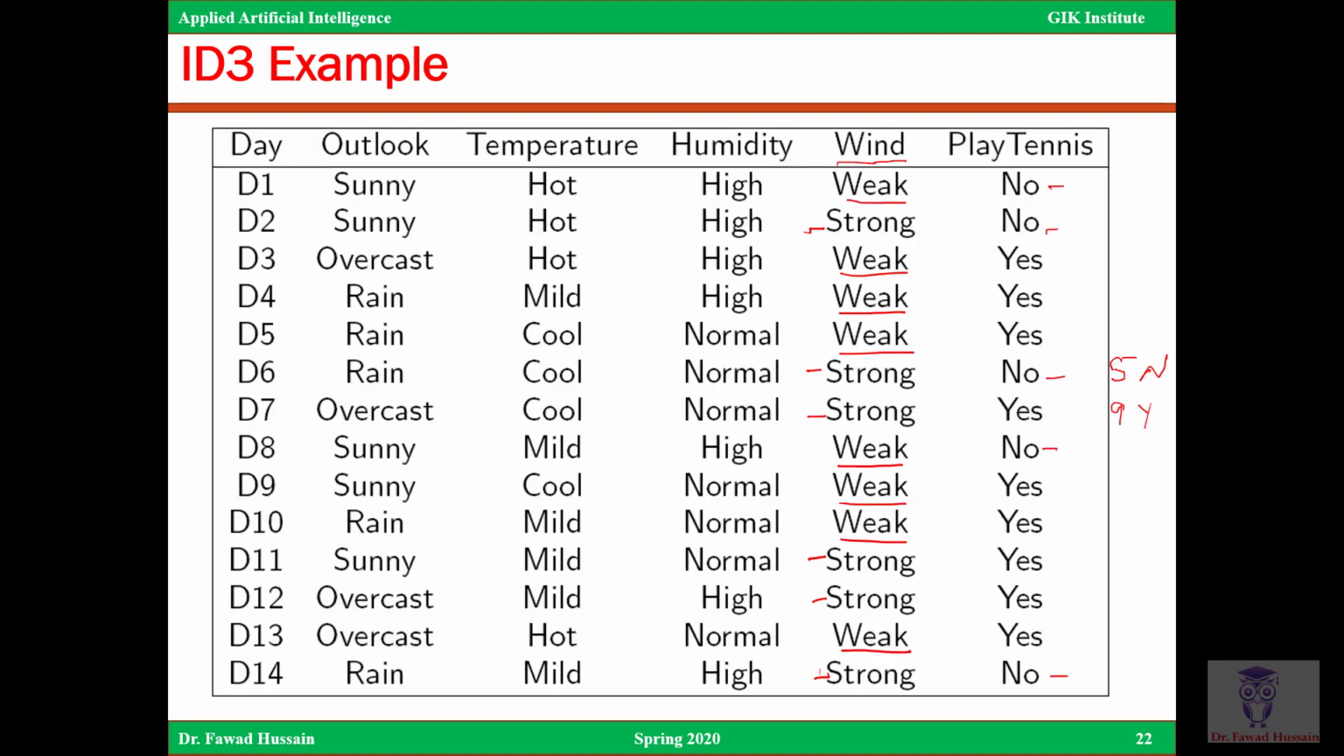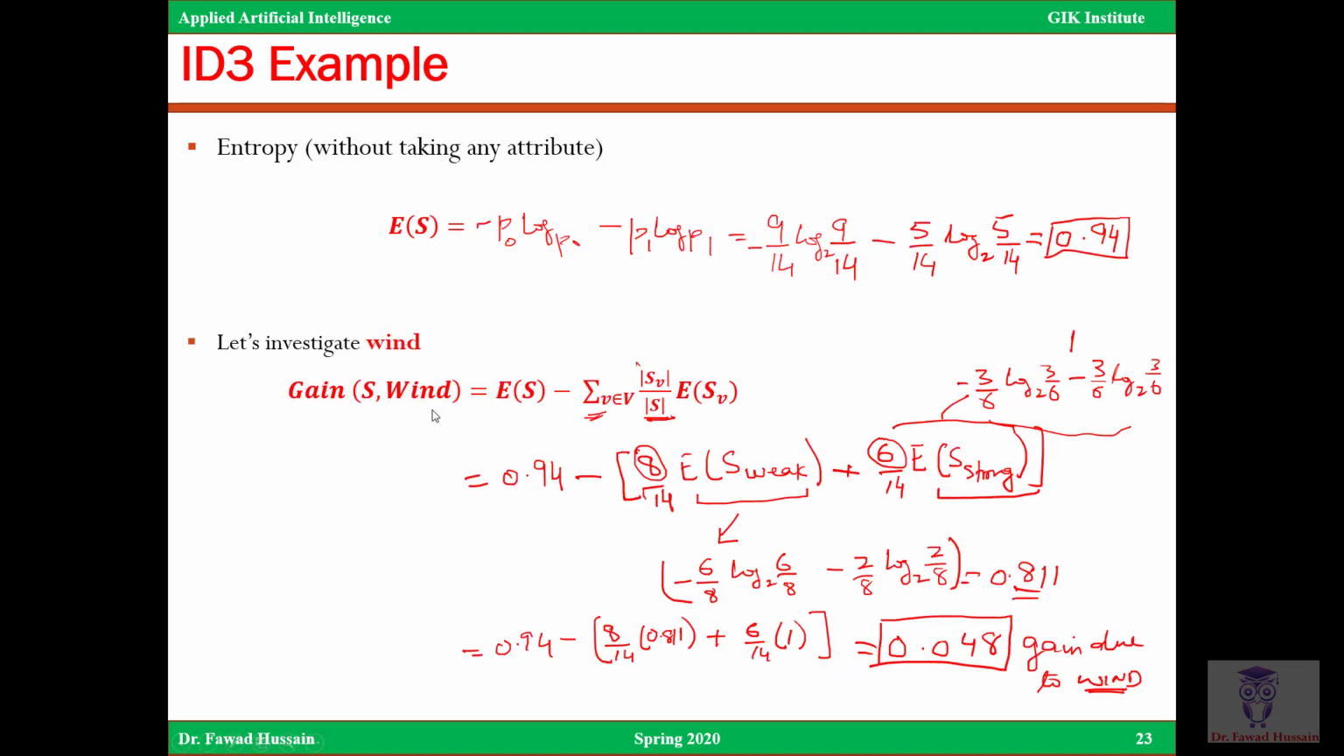However, as we see, wind is not the only attribute. There is humidity, there is temperature, and there is outlook. So like we computed for wind, we have to compute for humidity. We also have to compute for temperature and outlook. So we'll have 4 values, and then we'll choose the highest value because it's the gain. The one with the lowest amount of entropy is the one that's going to give us the highest amount of gain, because we are subtracting it from 0.94. So if this value is small, this resultant will be high. So the gain should be high.